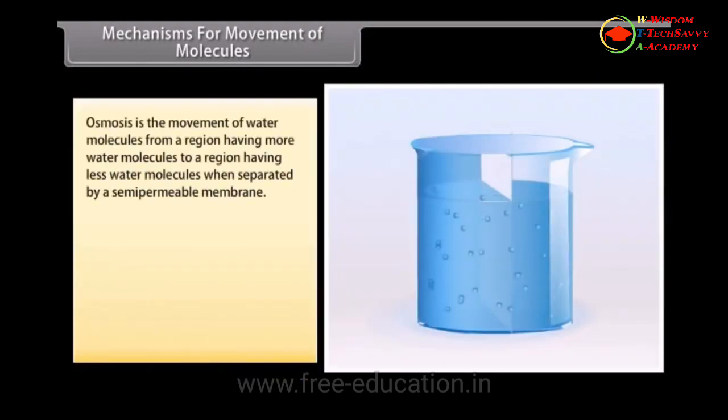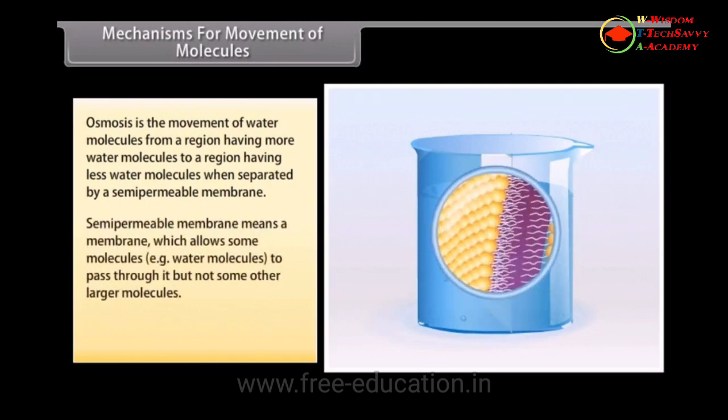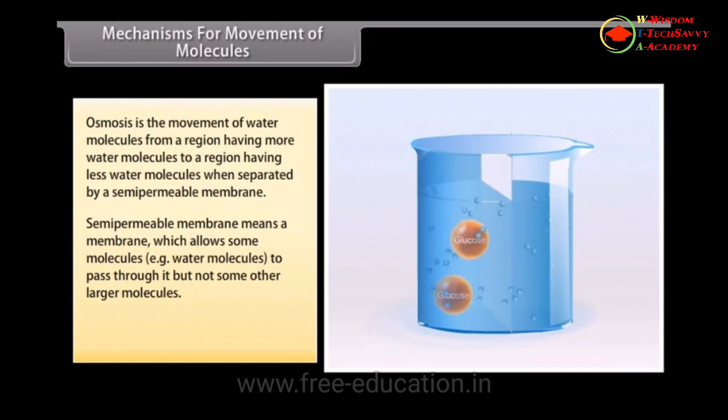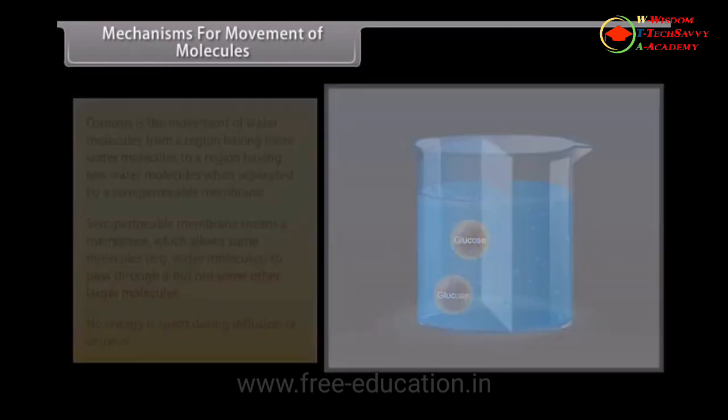Osmosis is the movement of water molecules from a region having more water molecules to a region having fewer water molecules when separated by a semi-permeable membrane. Semi-permeable membrane means a membrane which allows some molecules, that is, water molecules, to pass through it, but not some other larger molecules. No energy is spent during diffusion or osmosis.